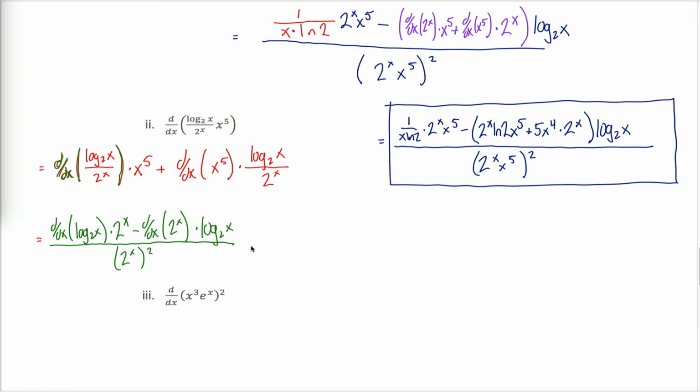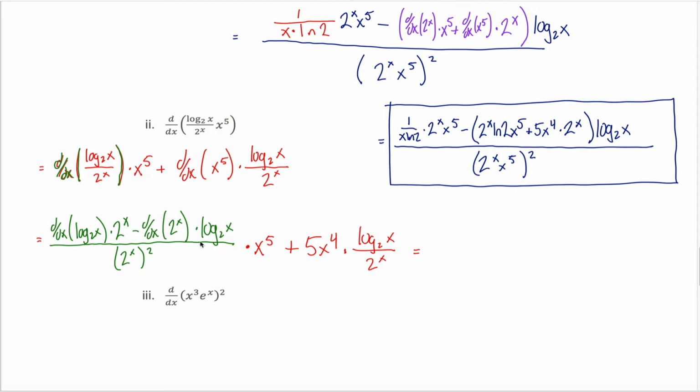I have to take that whole thing and multiply that by x to the 5th power, and then add to that the derivative of x to the 5th power, which is 5x to the 4th power, times the log base 2 of x divided by 2 to the x power. As you see, these can blow up pretty badly and get really hard and kind of messy to write. Fortunately, the end is near because we only have two derivative signs left, and for both of them, we know the answer.